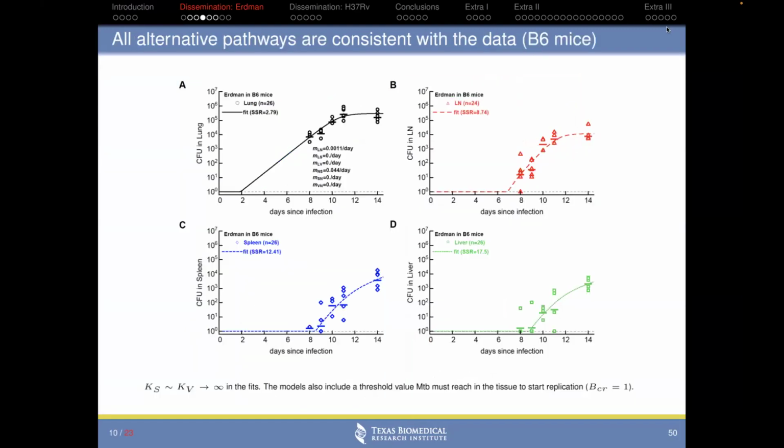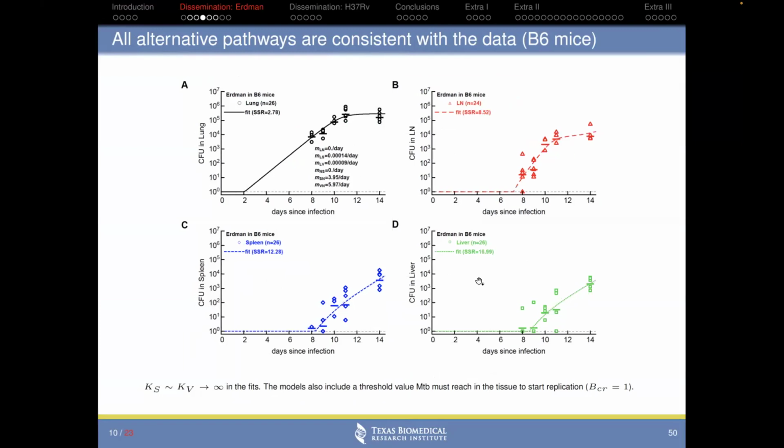Well, the answer is simple. Actually, all of these pathways are consistent with the data. In fact, we couldn't discriminate. So, for example, this is one of the pathways, and you can see that the model fits the data very, very nicely for CFU in the lung, CFU in the lymph nodes, CFU in the spleen, or in the liver.